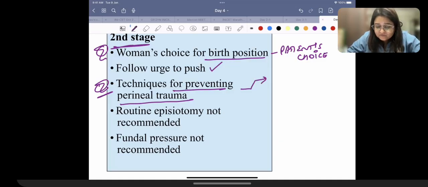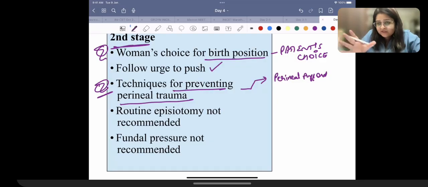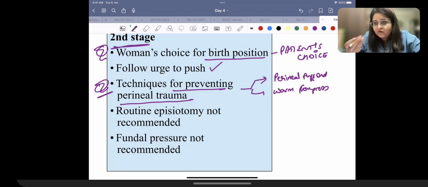Number 1, by giving perineal support. That means the assistant will hold a towel against the perineum when the baby is coming out, so that there is no tear. What else? A warm towel or a warm compress should be kept on the perineum. This will soften the tissue and prevent tears.